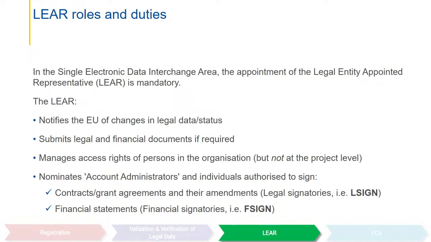They manage the access rights of persons in the organization, but not at a project level. These are another type of roles. And the LEAR is also responsible for the nomination of account administrators that we will mention again. This is again to provide business continuity. As for the self-registrant, the LEAR also can appoint backups of these account administrators, and also they appoint individuals who are authorized to sign contracts and grant agreements and their amendments. These are the legal signatories, and for financial statements, these are the financial signatories.